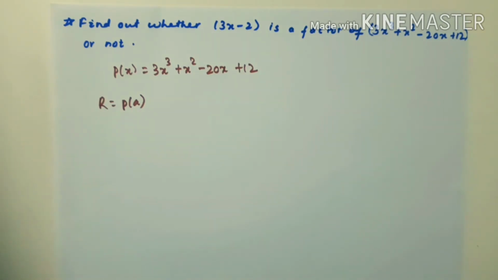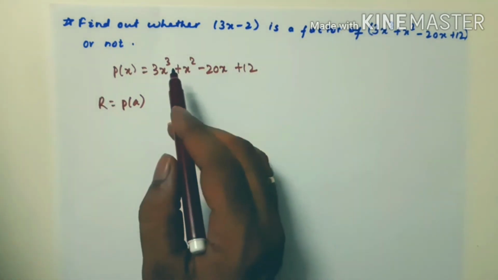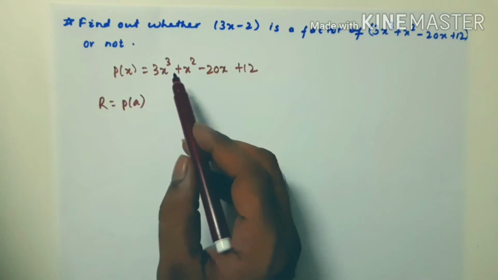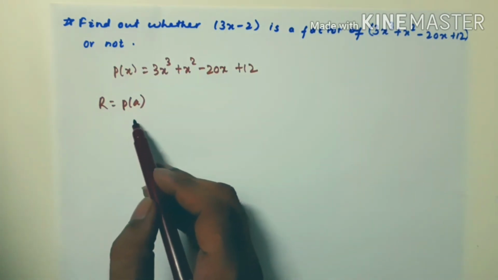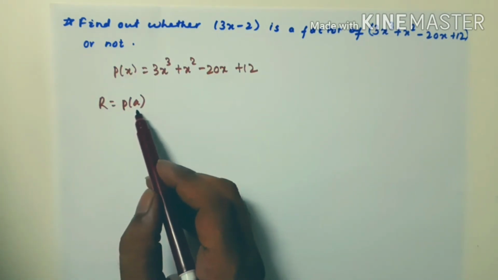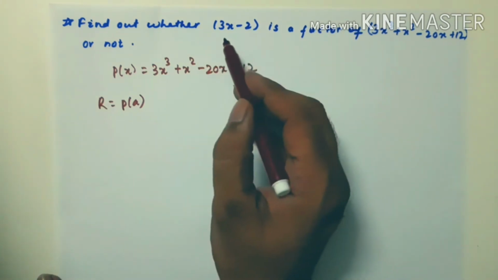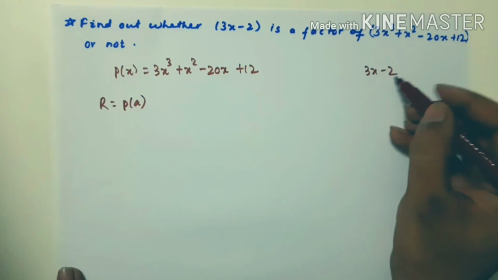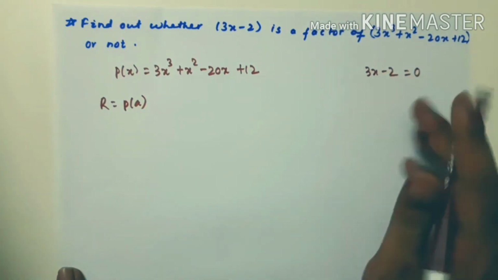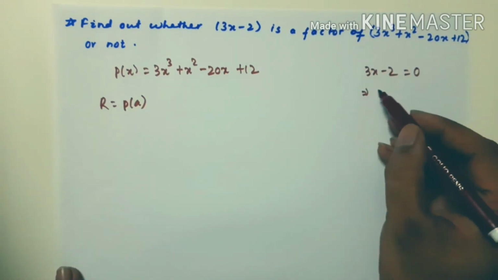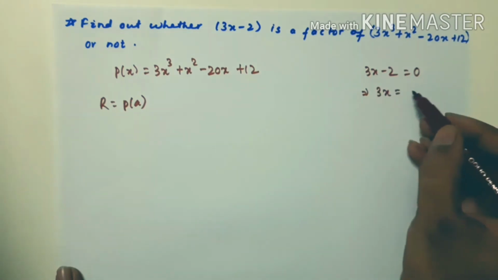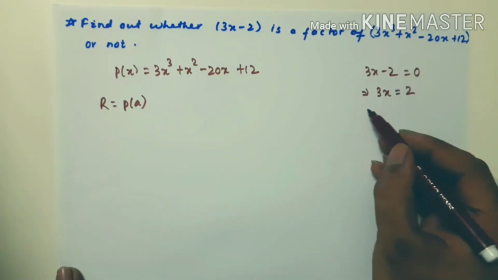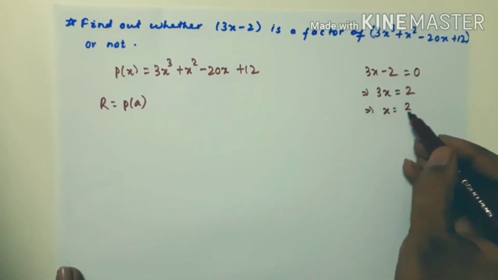By the remainder theorem, first we will find the remainder here, and we know that whenever p of x is divided by x minus a, the remainder is p of a. So here you have to find that a first. For that, whatever divisor you are taking, that is 3x minus 2, we will take it as 0. From this we will find the value of x. So 3x minus 2 is 0, becomes 3x equals 2, and x becomes 2 by 3.